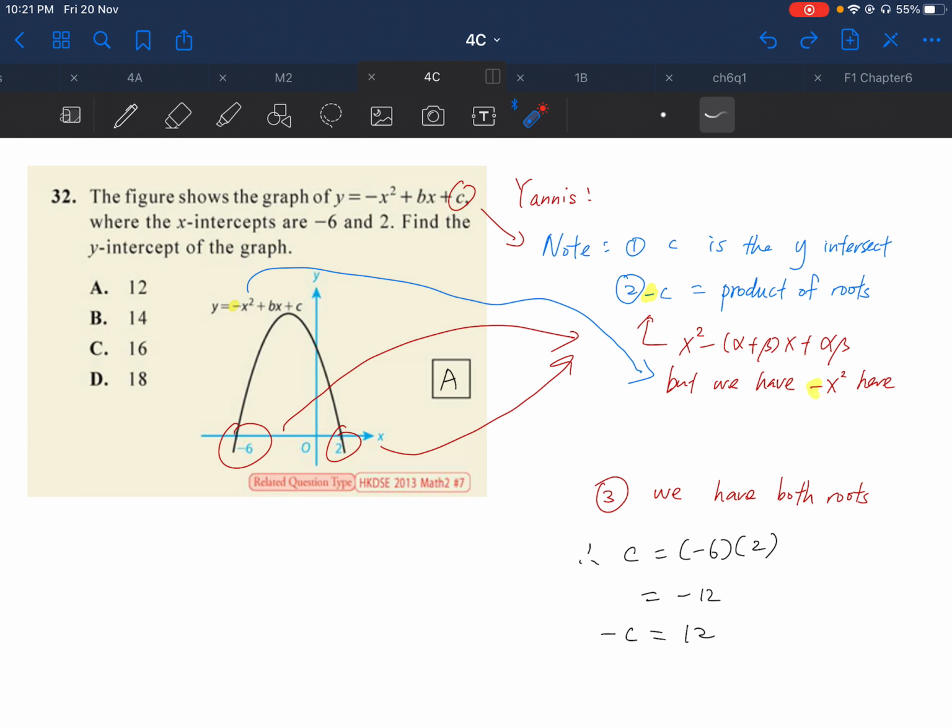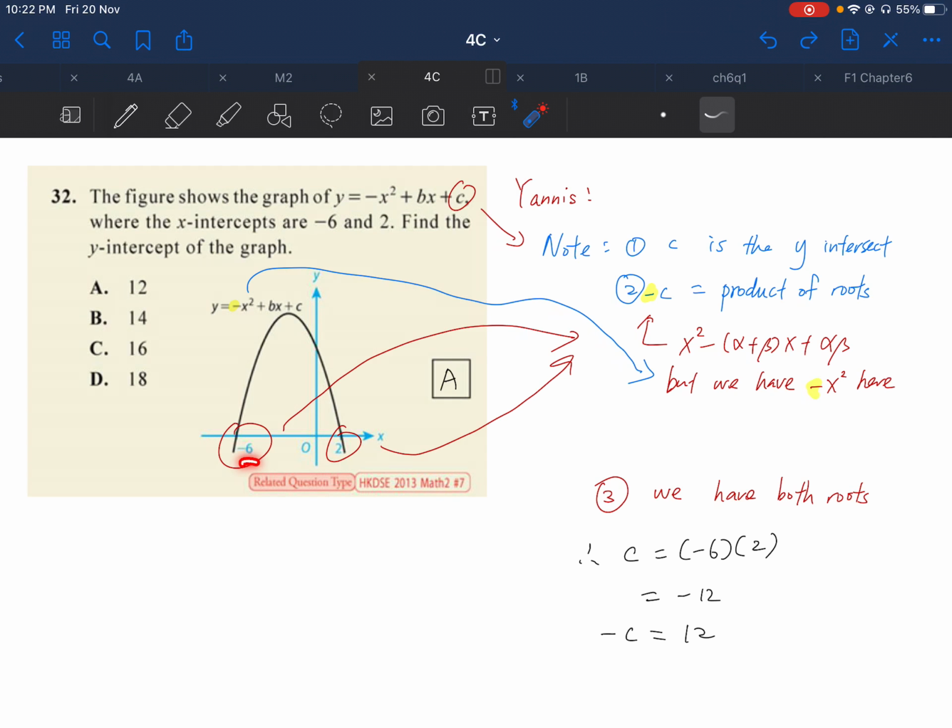For this one, we need to find out what the y-intercept is. That means we need to find the number c. To find the number c, recall that this is just a product of roots. If we consider this equation, in general we have this. So negative c is the product of roots, so we need to find negative c.